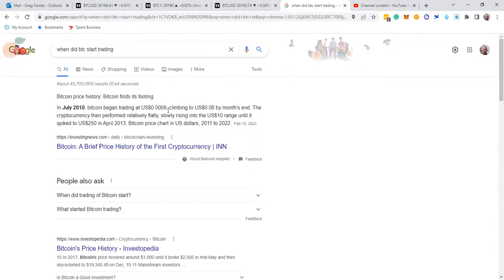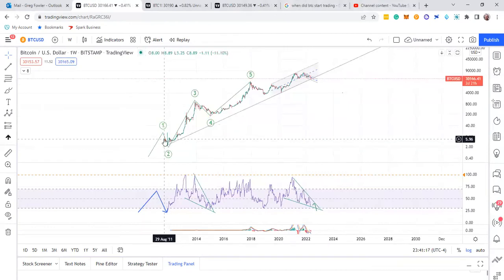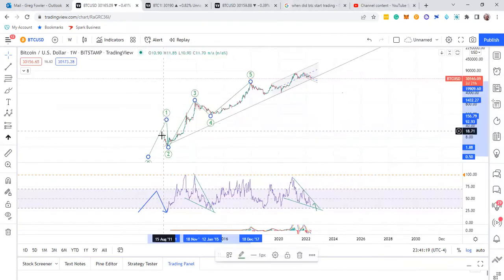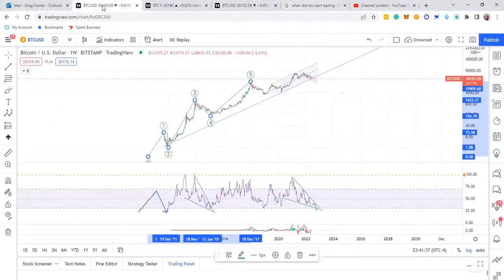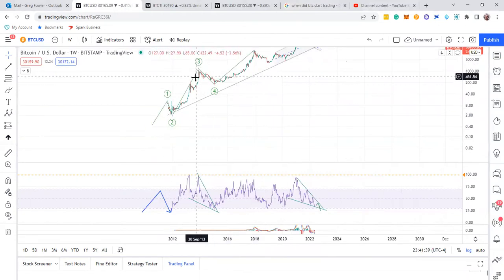You see that in July 2010, Bitcoin began trading at US $0.0008. So 8/10,000ths of a penny, climbing to $0.08 by month's end. So you see July 2010. But you see where this date is, right there on my chart? What is that date? September 2011. So that's September 2011 right there. This says July 2010. So this is not a wave one.